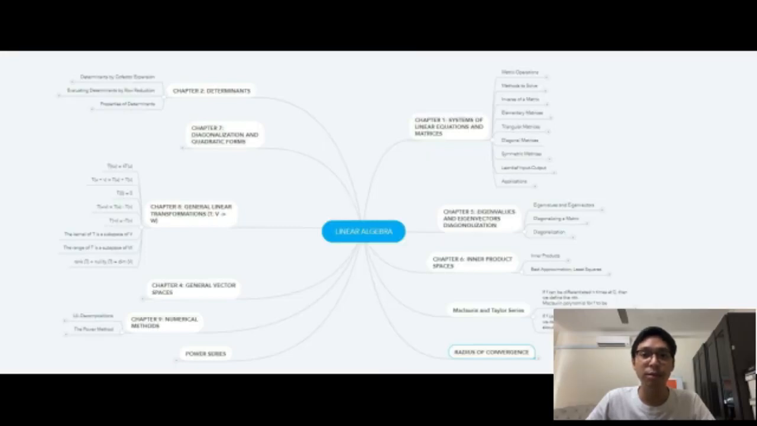Next, this is a sneak peek of what the big picture of our mind map looks like, which has all the chapters together with its subtopics.